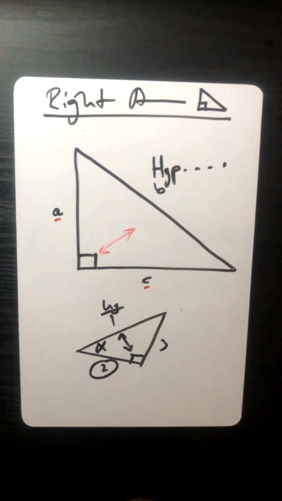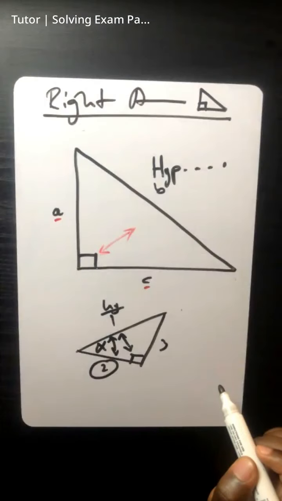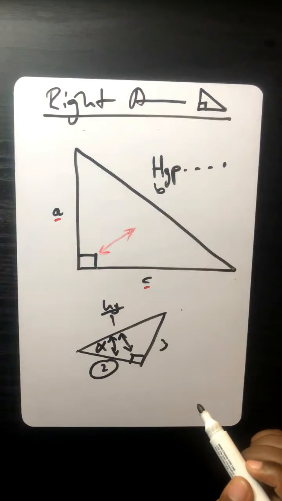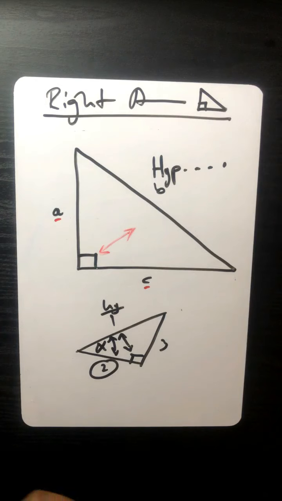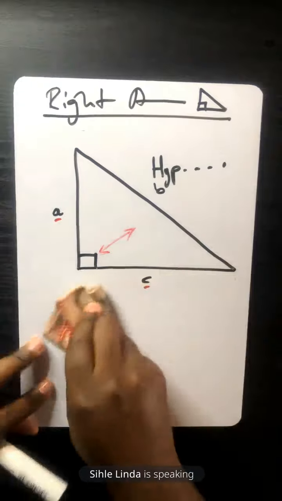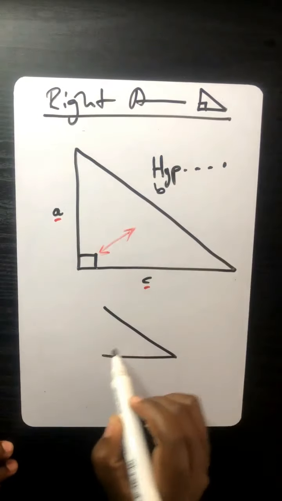So, in short, adjacent is next. It's next to the alpha. It is closer to the angle. Okay, it joins, it's fine. I'm glad you are able to say something.